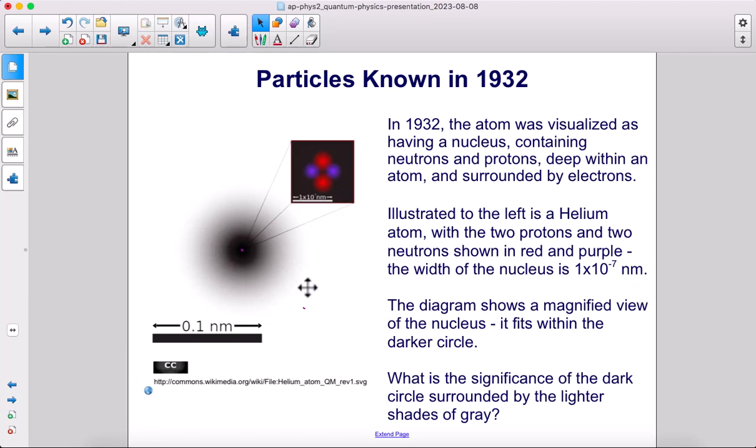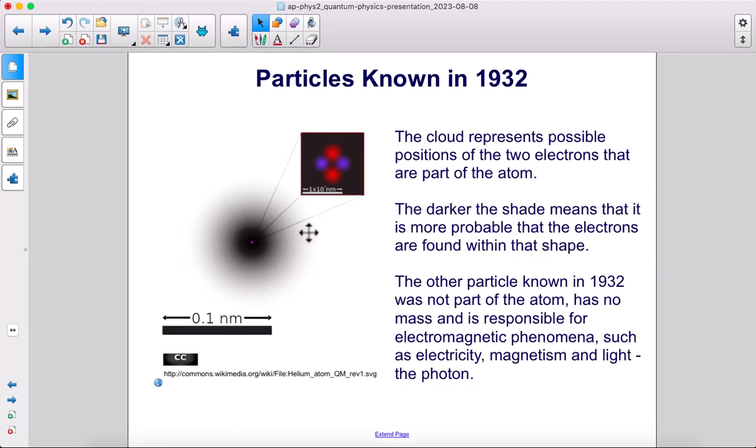The diagram shows a magnified view of the nucleus. It fits within the darker circle. What is the significance of the dark circle surrounded by the lighter shades of gray? The cloud represents possible positions of the 2 electrons that are part of the atom. The darker the shade means that it's more probable that the electrons are found within that shape.